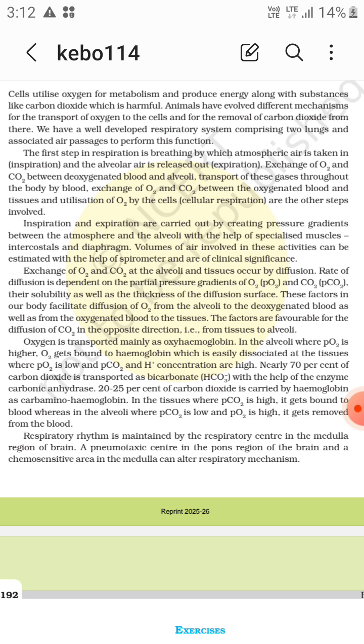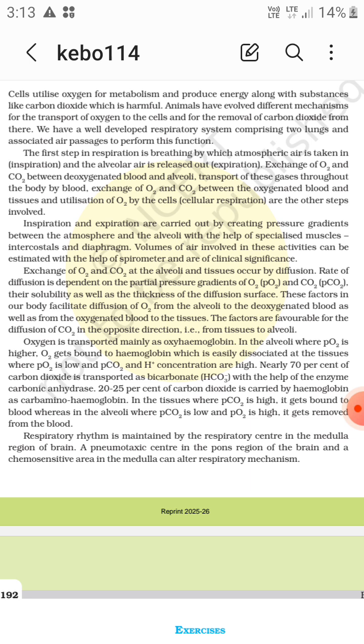Now these factors in our body facilitate diffusion of oxygen from the alveoli to the deoxygenated blood as well as from the oxygenated blood to the tissues. And the factors are favorable for the diffusion of CO2 in the opposite direction, that is from tissues to deoxygenated blood and deoxygenated blood to alveoli. So this is the path.